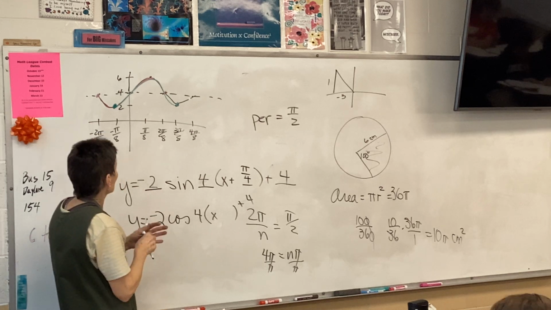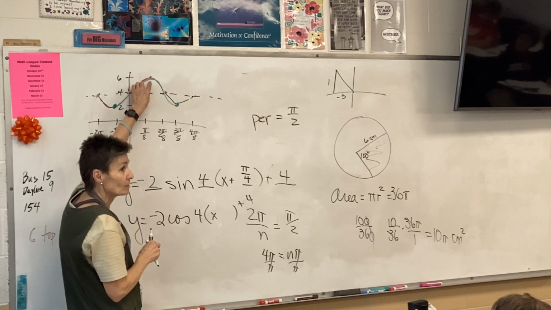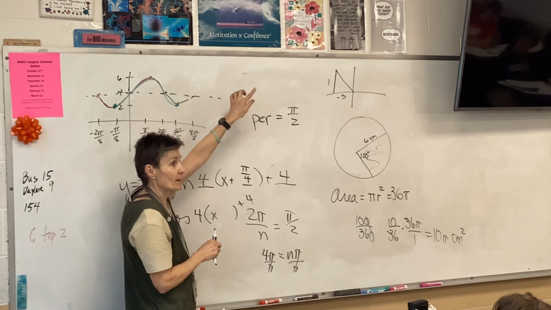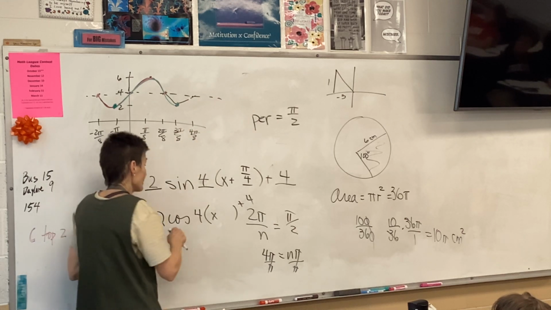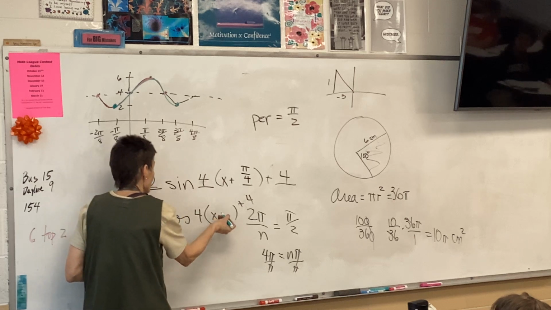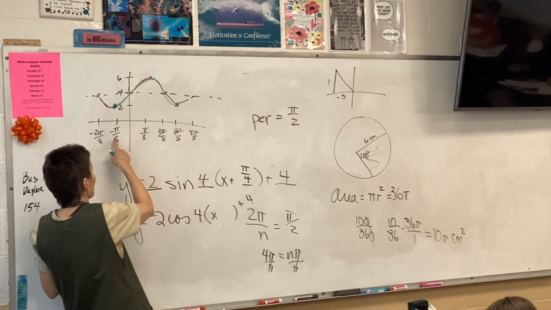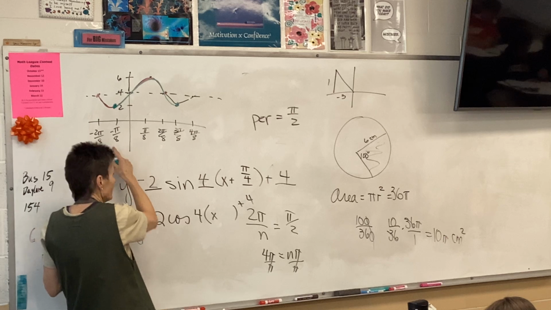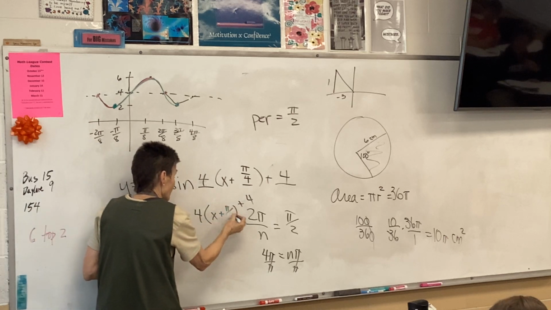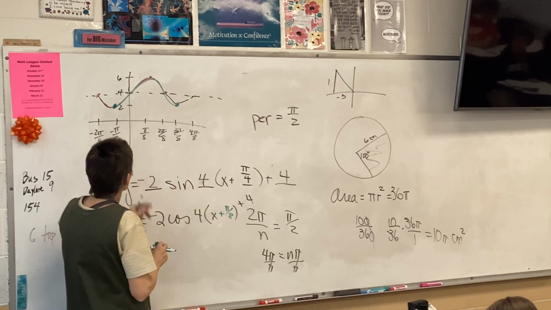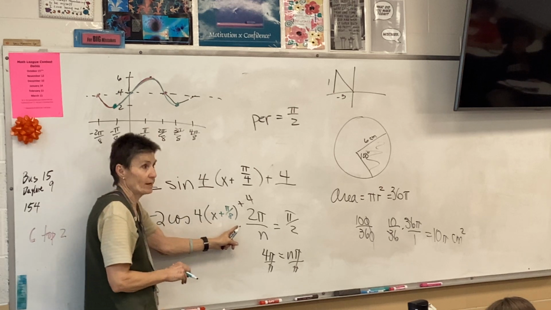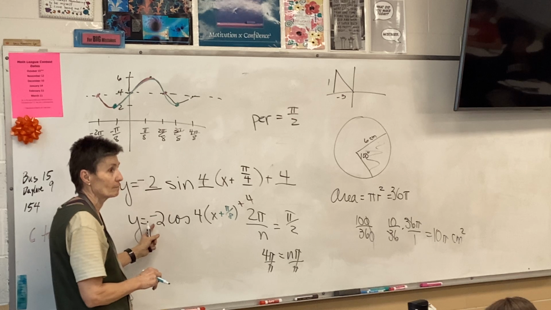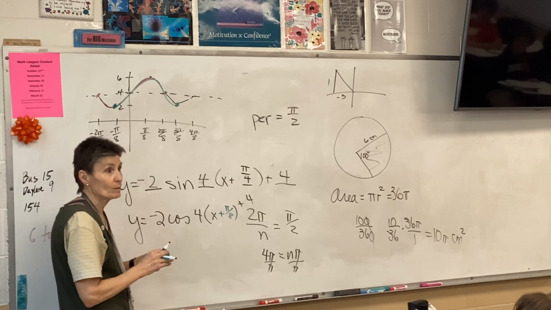Now, you could have started here, couldn't you? We start there and then it would be a positive, okay? The only thing that's going to change is where you started. If you started at negative pi over 8, plus, then this is going to be plus pi over 8. Ronan, if you started at pi over 8, it would be x minus pi over 8, and that would be positive then. And there are your 2 equations.